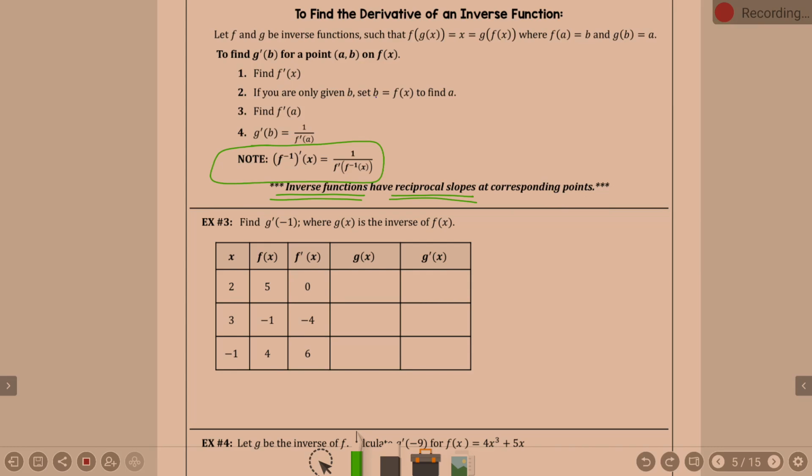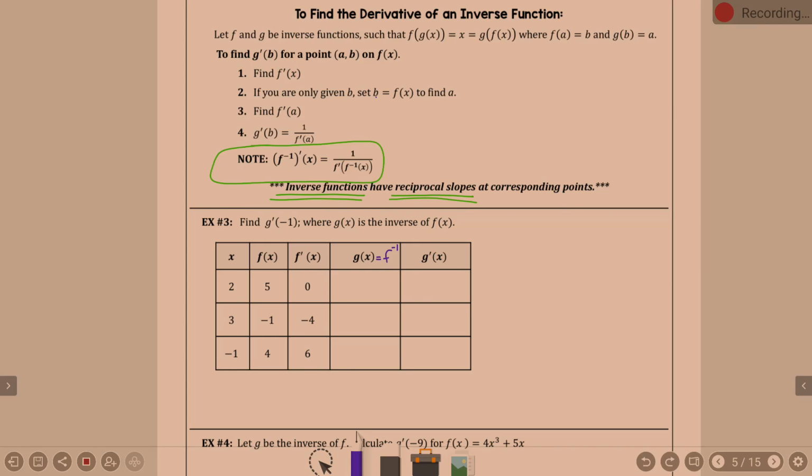Example 3. They want us to find G prime of -1, where G of X is the inverse of F of X. So G is the same thing as saying F inverse, right? That's just fancy speak. So G is often the inverse here. Now, long term, they want us to find G prime of -1.